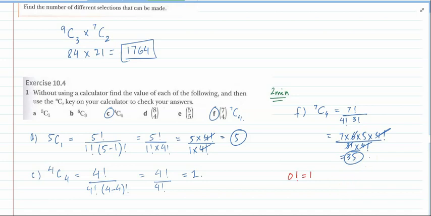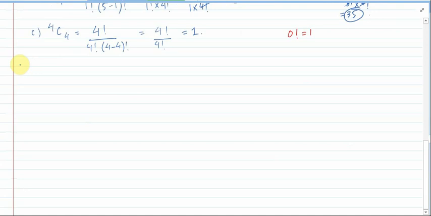Alright, after that, it's question number 2. It says show that 8 combination 3 equals 8 combination 5. So first give it a try by yourself. You have a time of 3 minutes, so start.